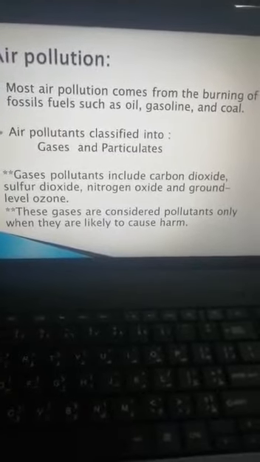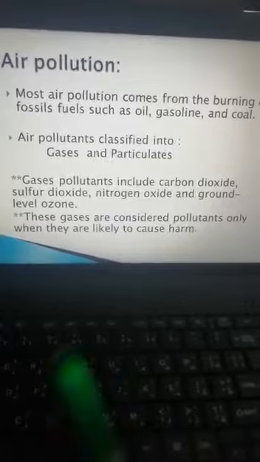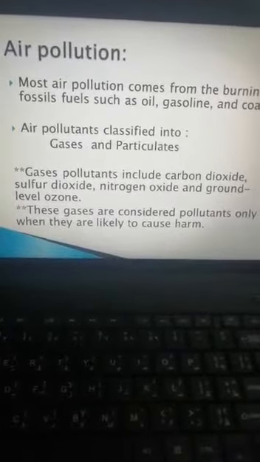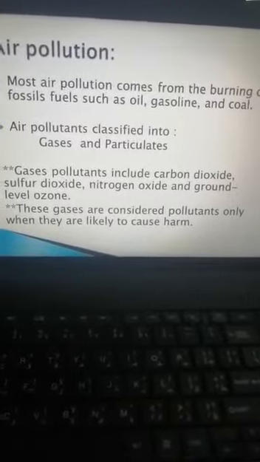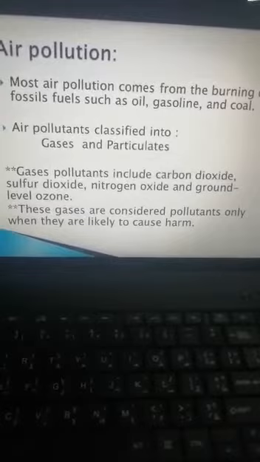Again, so gas pollutants include what? Include carbon dioxide, sulfur dioxide, nitrogen oxide, and ground level ozone. But these gases are considered pollutants only when they cause harm. For example, ozone is important in the stratosphere, but at ground level it is harmful to breathe it.